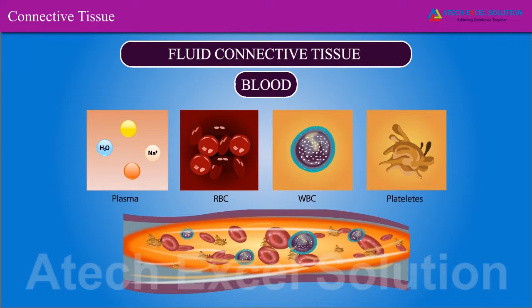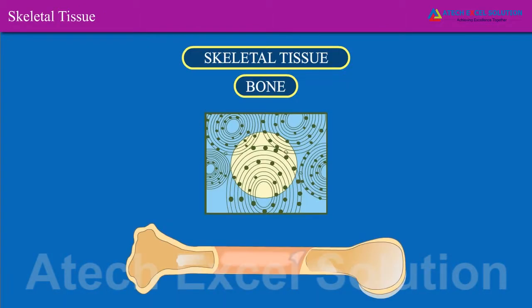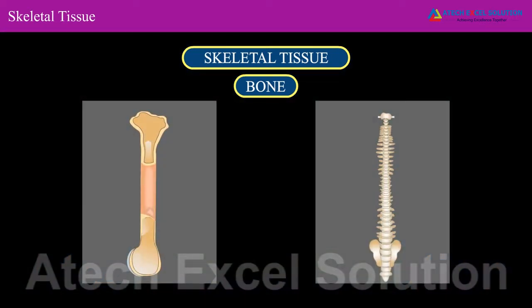Blood has a fluid matrix called plasma, in which red blood cells called RBC, white blood cells called WBC, and platelets are suspended. Bone is an example of skeletal tissue. It forms the framework that supports the body. Bone cells are embedded in a hard matrix that is composed of calcium and phosphorus compounds.